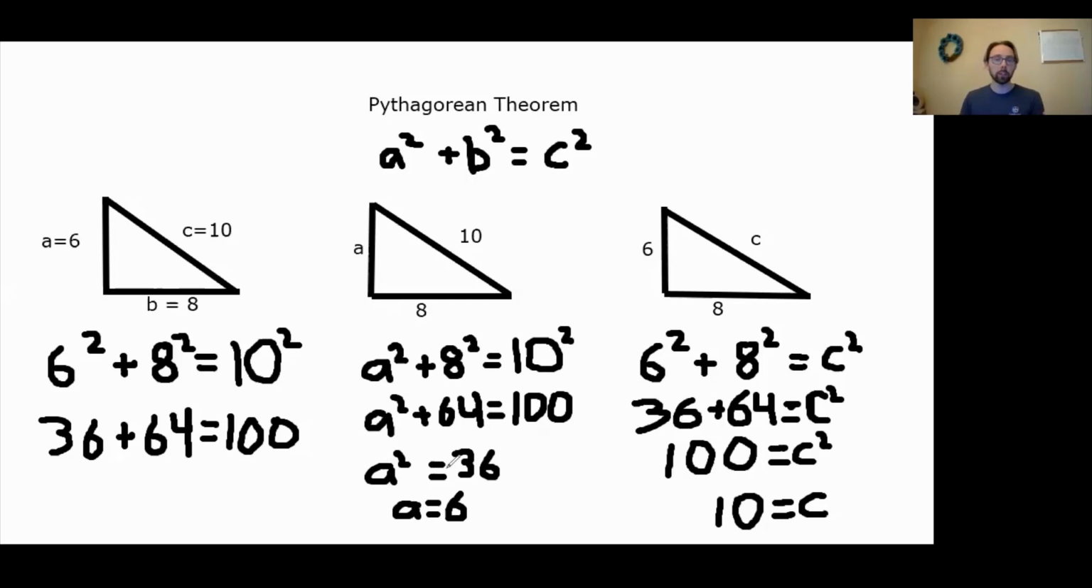Then, since we want to figure out what just a is, we're going to take the square root of both sides. The square root of a squared is just a, and the square root of 36 is 6. So a equals 6, all right?